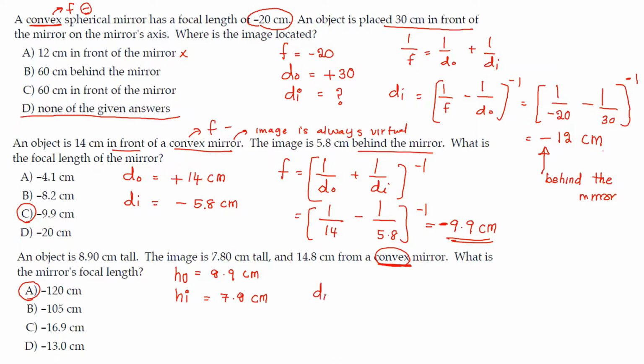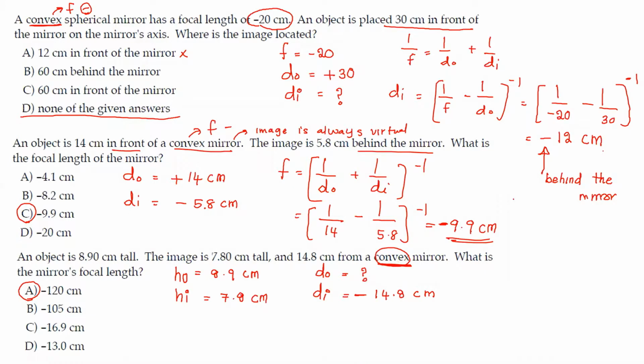So your DI is 14.8. What can you tell about the sign of DI? They haven't said it, right? But you all know about convex mirrors. In convex mirrors, images are always virtual. That means it is always behind the mirror, right? Although they haven't said it specifically, you all know that it is a negative value. We need D naught to find the rest.